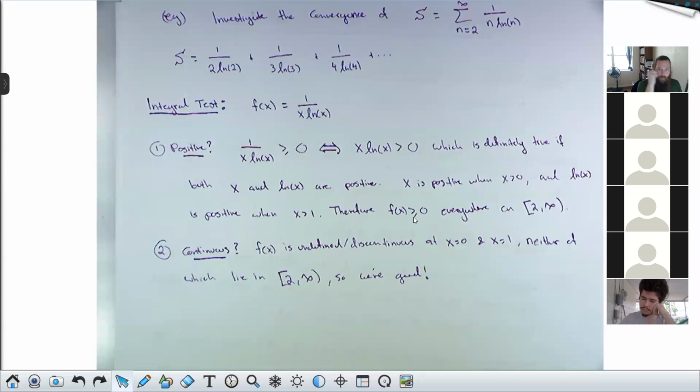This is kind of the simplest way to convince me that you know what you're talking about. That's what I'm trying to model here. What's the simplest way to convince me that you actually know this thing is continuous rather than just saying it is? Tell me where it's discontinuous, and then just make a comment that those points aren't in the interval in question, so we're good.